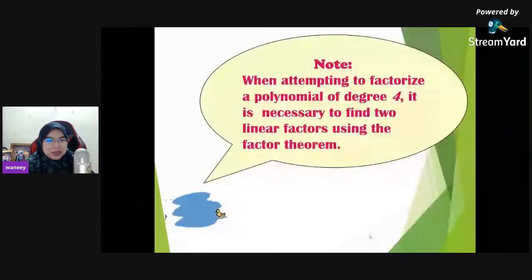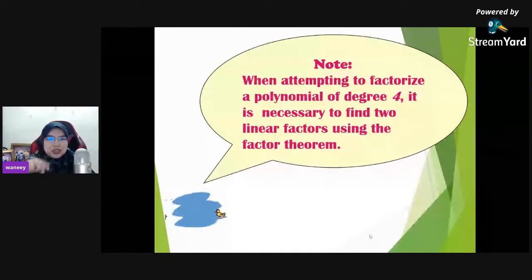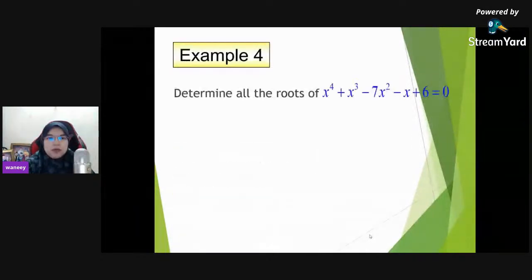Okay, so before we start with example 4, note that when attempting to factorize a polynomial of degree 4, it is necessary to find two linear factors using the factor theorem. Before this, if we had a cubic function, I asked you to use trial and error once. But if we have a polynomial of degree 4, that means you have to use trial and error twice. You should at least find two linear factors first before you calculate them. Okay, so that is what it means. So let me proceed with example 4.